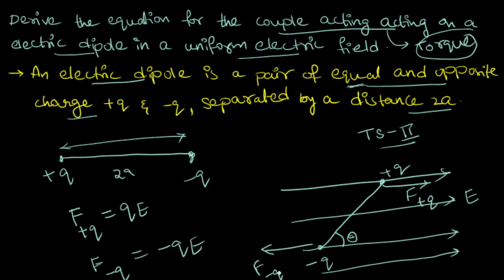This force is due to the minus charge. This force is due to the plus charge. Both the forces are opposite to each other. Therefore, as a result, this electric dipole starts rotating about its axis. If this is the axis of the electric dipole, it starts rotating about its axis. And as a result, torque is generated.